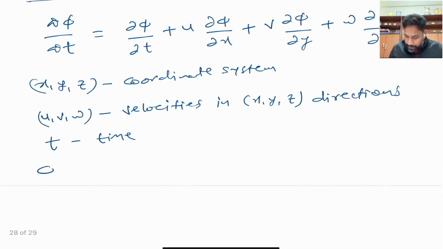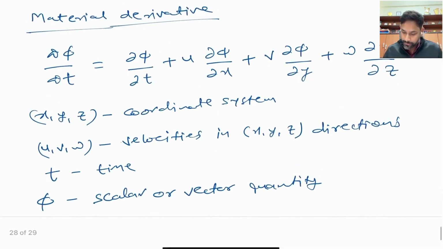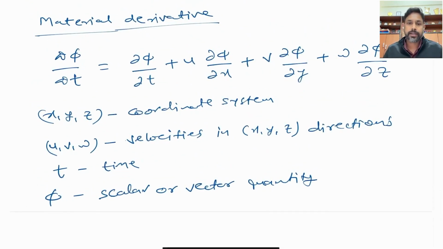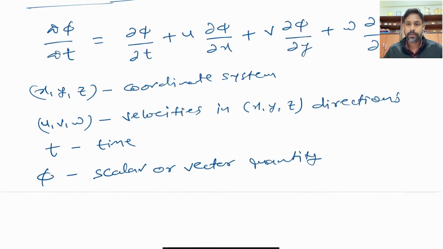And another thing that we see here is phi, and phi is some scalar or vector quantity. Okay, so this equation can be used for any scalar or vector quantity, which also includes, let's say, velocity or maybe density, etc. So if we put velocity in place of phi, then this equation becomes the acceleration equation, where du by dt actually gives you the acceleration, right?